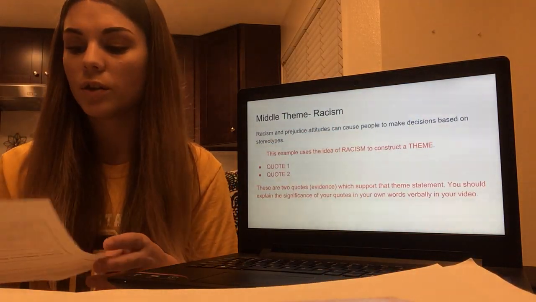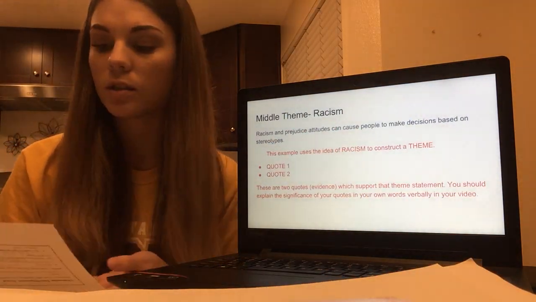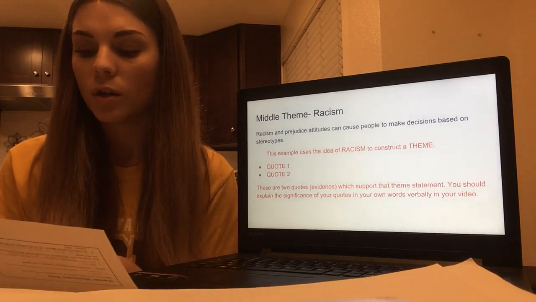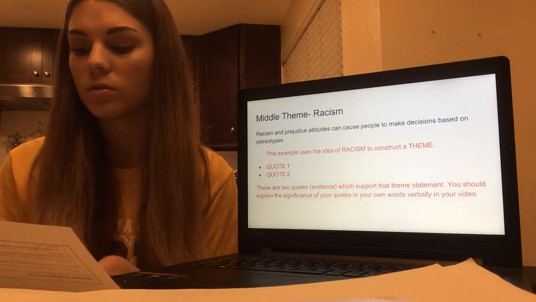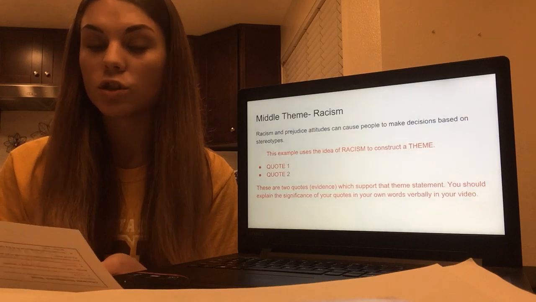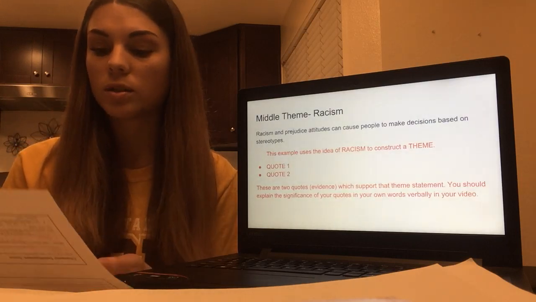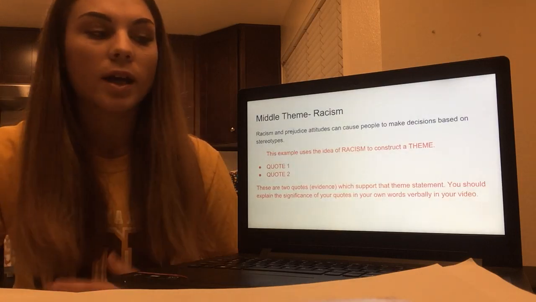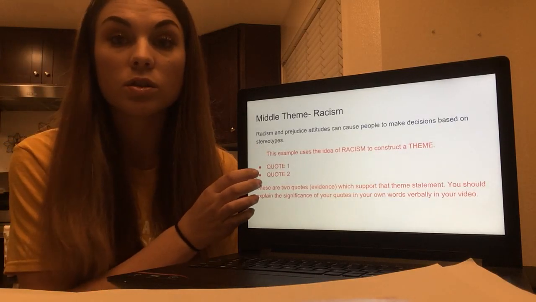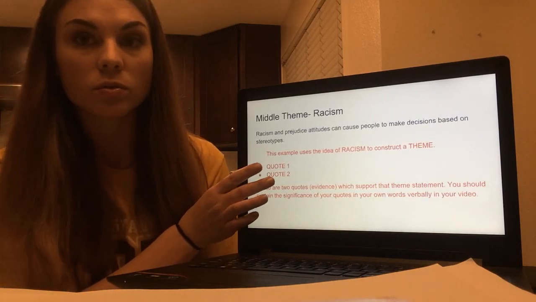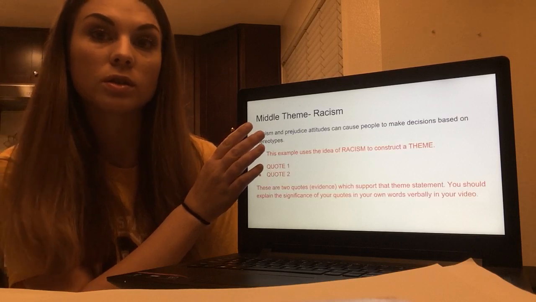Towards the middle, the theme idea I focused on was racism. My theme statement is, racism and prejudice attitudes can cause people to make decisions based on stereotypes. So I didn't give you guys quotes for this. You guys need 2 quotes to prove your middle theme statement.